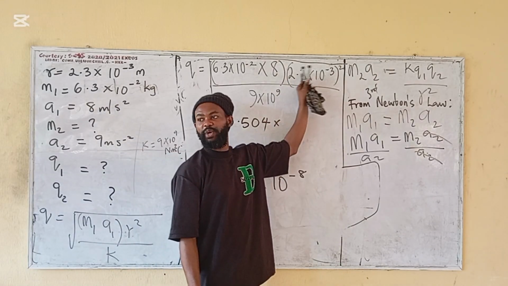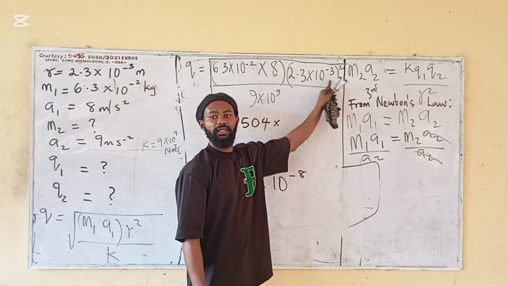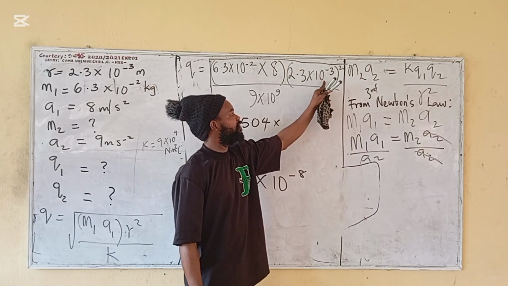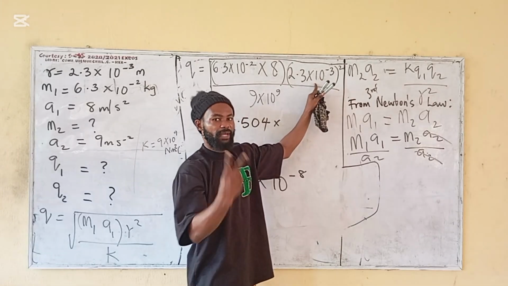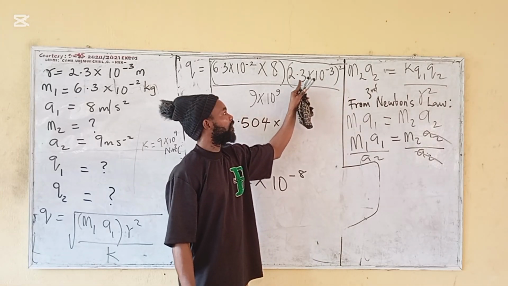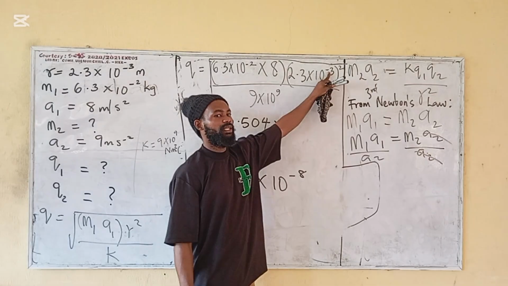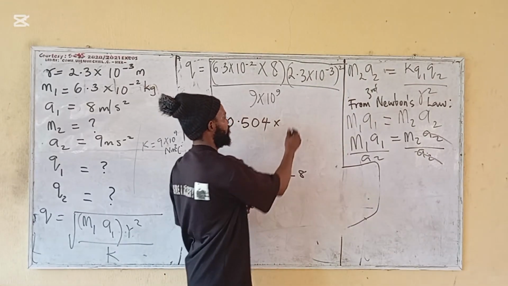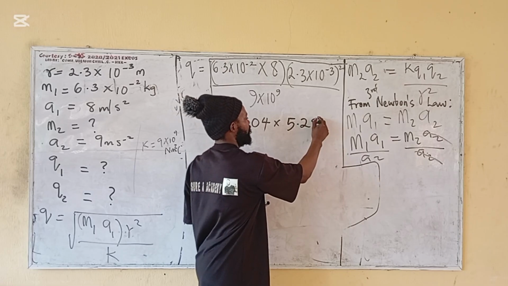You remember that this one is squared. You take the square of this one. Hope you remember. Do 2.3 times 10 raised to the power minus 3 times 2.3 times 10 raised to the power minus 3. 5.9 that is 10 to the power minus 6.